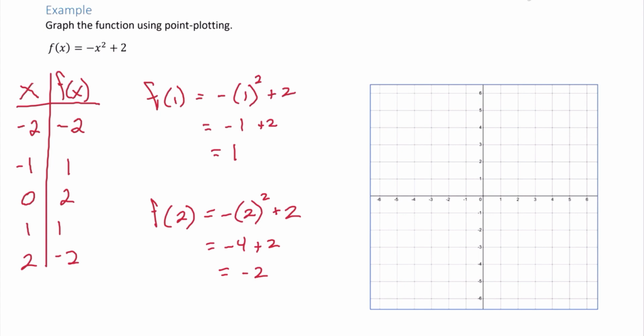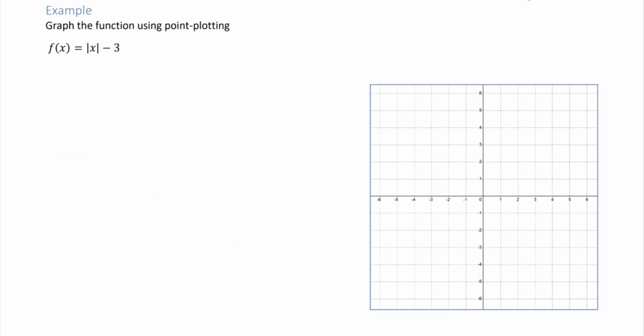From here, we can plot those points. -2, -2, -1, 1, 0, 2, 1, 1, and 2, -2. Then we'll draw a smooth curve. And this represents the graph of f.